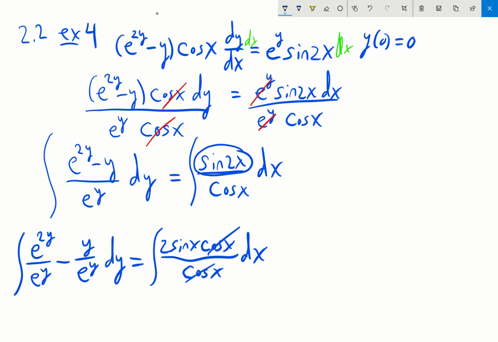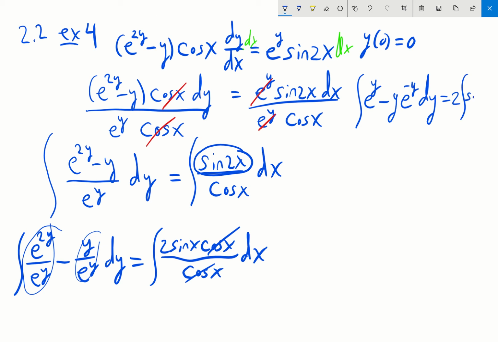So we have the integral of this term here. When you divide by like bases, you subtract the exponents. That's simply going to be e to the y minus, let's rewrite this as y times e to the negative y dy. And this is simply equal to 2 times the antiderivative of sine of x dx.